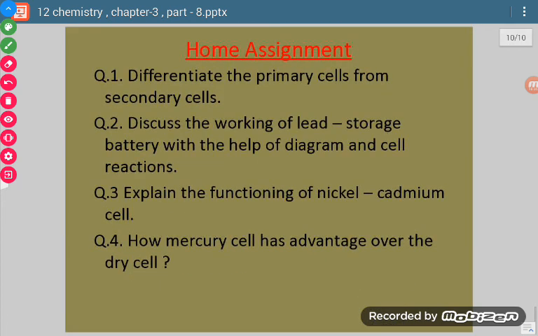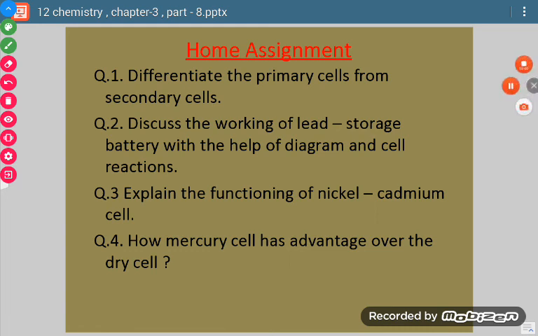Okay, so now students, we have discussed types of batteries, primary batteries and secondary batteries, and two examples of both types. So you need to do these home assignments on the basis of whatever we have discussed.